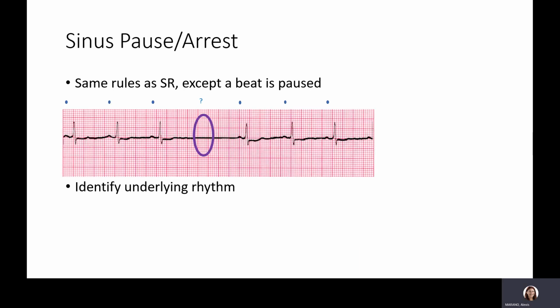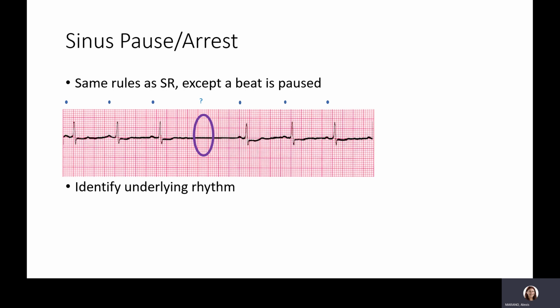So sometimes you have special features of a rhythm like sinus pause or sinus arrest. So this would have all the same rules as sinus rhythm, except a beat is just paused or skipped. As you can see here, if I were to put my finger and cover up this sinus pause, you'd never know it's missing a beat. Because of this, you have to identify the underlying rhythm. If you call the whole strip a sinus pause or a sinus arrest, then we are actually missing out on the whole concept. You're just kind of pointing out one special feature.